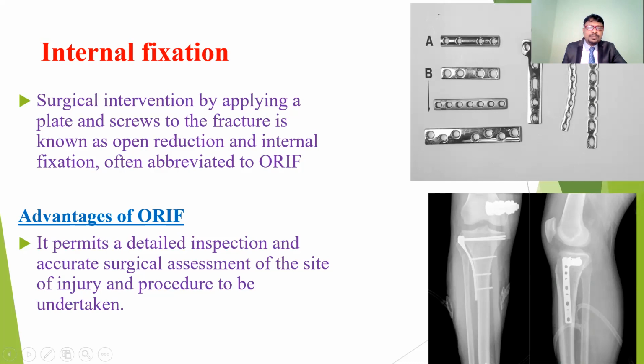So what are the advantages of open reduction internal fixation? It permits a detailed inspection and accurate surgical assessment of the site of the injury. If you open the fracture fragment areas, we can inspect any other injuries surrounding it, in case of an open injury or open fracture. At that time we can check whether there is any injury of the blood vessels, any muscle, any soft tissue, or any arteries. So we can inspect and examine properly.